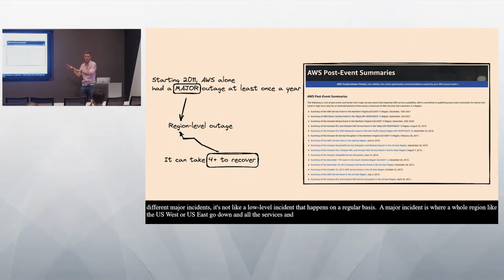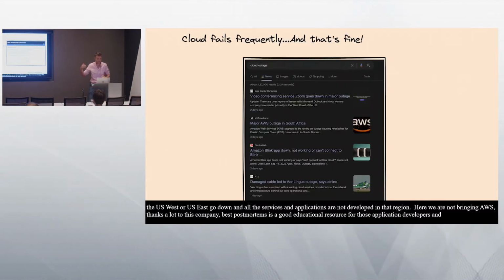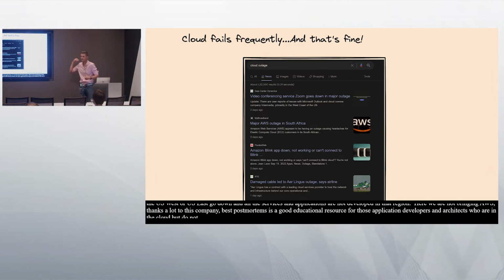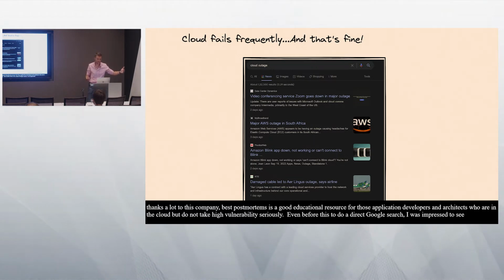Actually, AWS, thanks a lot to this company, because these post-mortems are a good educational resource for those application developers and architects who are in the cloud but do not take high availability seriously. And even before this talk, I decided to do a quick Google search for "cloud outage," and I was impressed to see that within several days in a row, there were different outages in many companies, from airlines to AWS alone. They were impacted, they were not available.